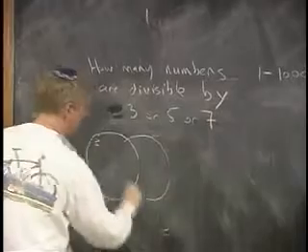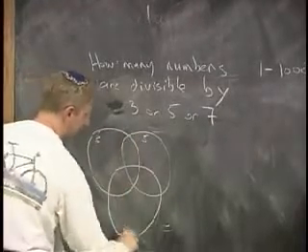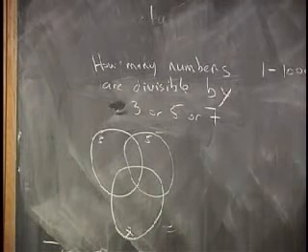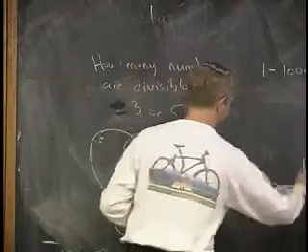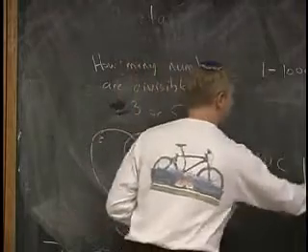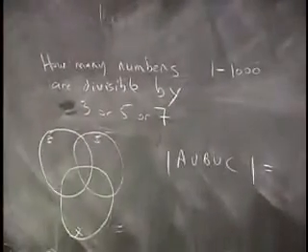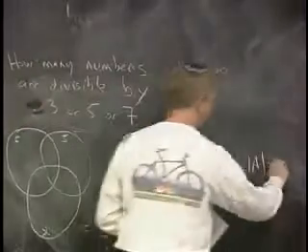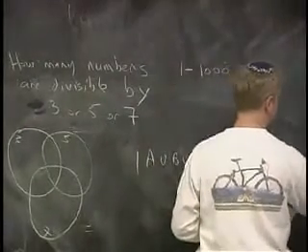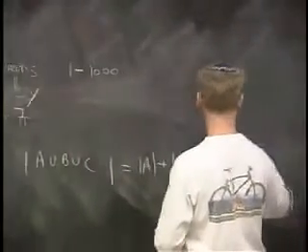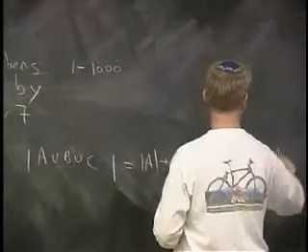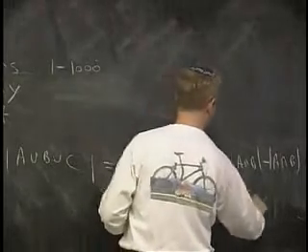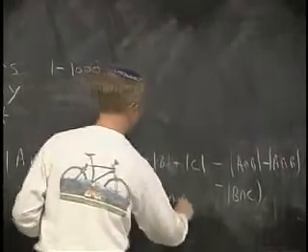Here are the numbers divisible by 3. Here are the numbers divisible by 5. And here are the numbers divisible by 7. If you want to know how many numbers are divisible by 3 or 5 or 7, that's the case of the 3-set inclusion-exclusion theorem. Take all the numbers divisible by 3, add the numbers divisible by 5, add the numbers divisible by 7, subtract the numbers divisible by 3 and 5, subtract the numbers divisible by 3 and 7, subtract the numbers divisible by 5 and 7, add the numbers divisible by 3, 5, and 7.